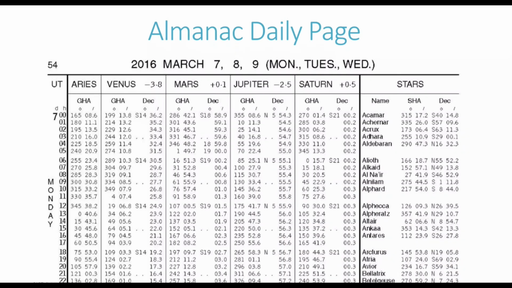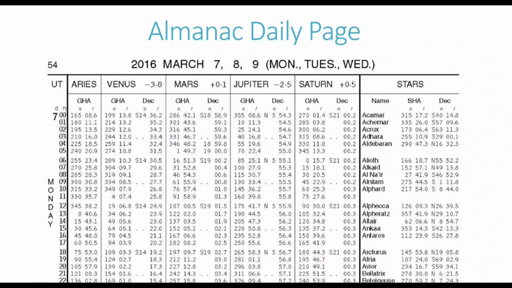Now let's move to the Almanac daily page and familiarize ourselves with the data given on the daily page of the Almanac. On every daily page there are two pages in the Almanac, the left hand side page and the right hand side page. Right now I have opened the top of the left hand side page.